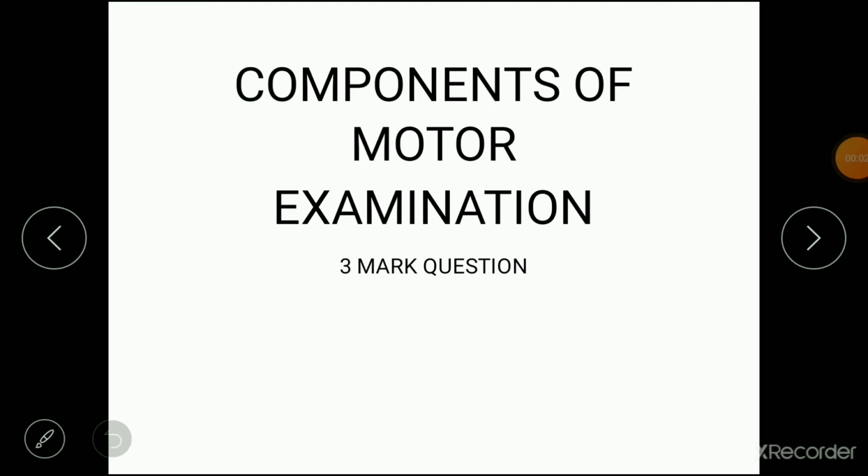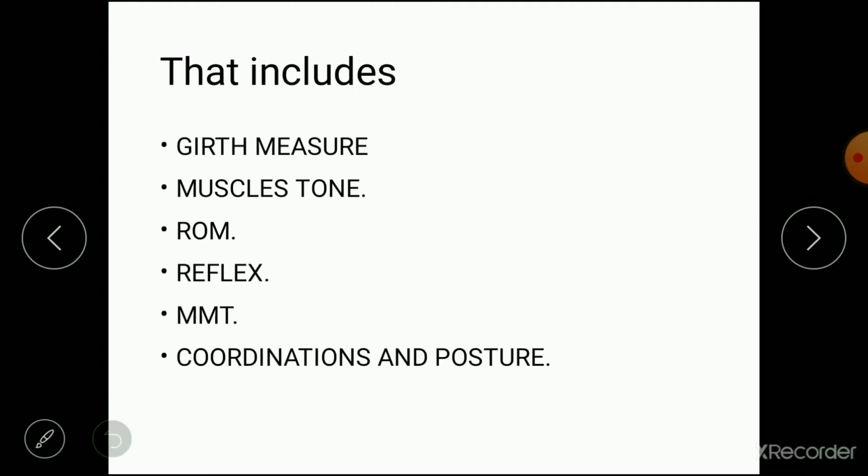So this question is asked in the exam for 3 marks. That is, what are the components of the motor examination? Now we discuss the motor examination. Basically that includes the girth measurement, the muscle tone, the range of motion of the joint, reflex examination, MMT, that is manual muscle testing, coordination and the postural assessment. So those are all the motor components.